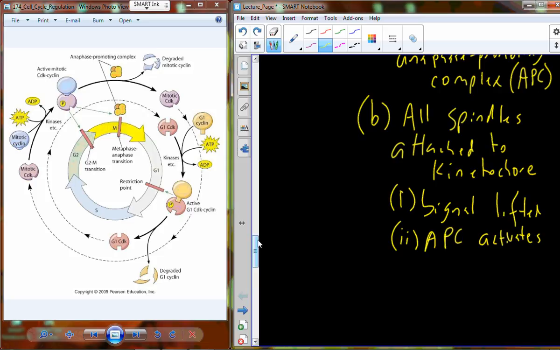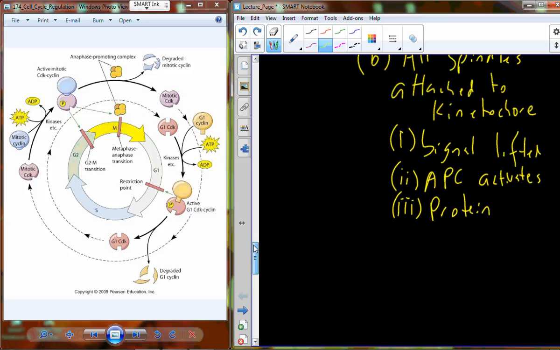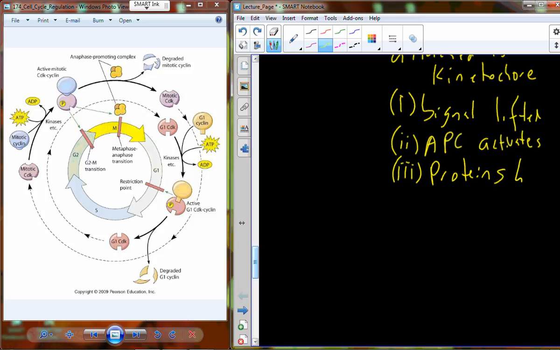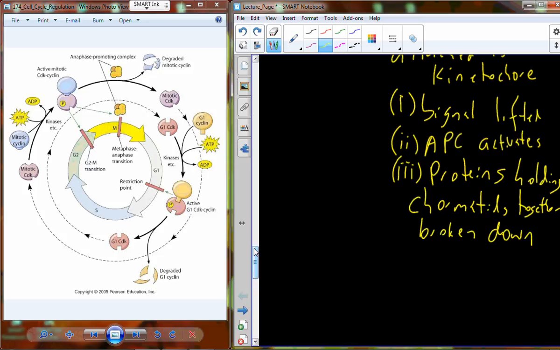And when it gets activated, the proteins that are involved in holding the sister chromatids together, those structural proteins, are going to be phosphorylated. And when they are phosphorylated, the new structure that forms is for those proteins to no longer hold the chromatin together, and now they can be separated by the actions of the motor proteins.